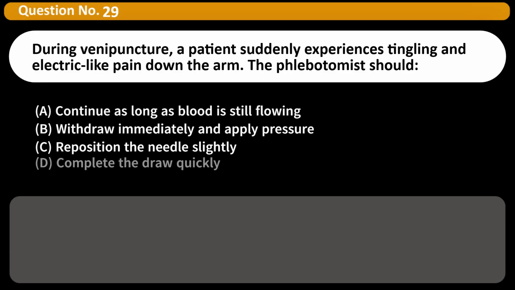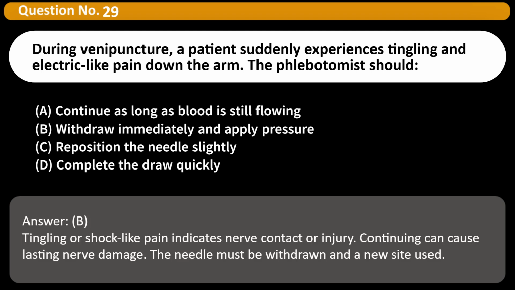During venipuncture, a patient suddenly experiences tingling and electric-like pain down the arm. The phlebotomist should A. Continue as long as blood is still flowing. B. Withdraw immediately and apply pressure. C. Reposition the needle slightly. D. Complete the draw quickly. Answer B. Tingling or shock-like pain indicates nerve contact or injury. Continuing can cause lasting nerve damage. The needle must be withdrawn and a new site used.